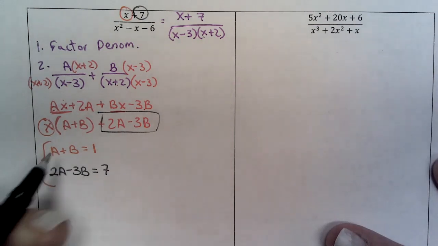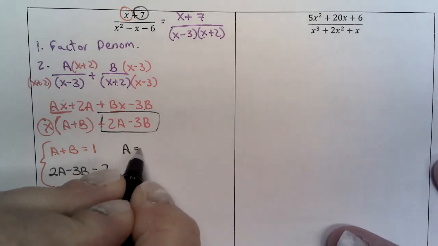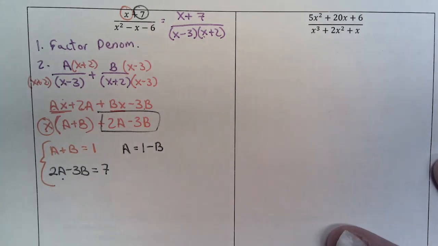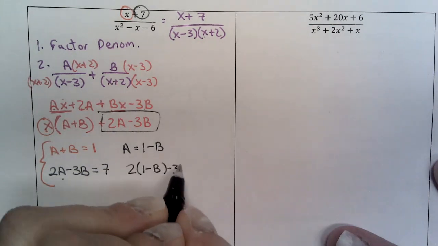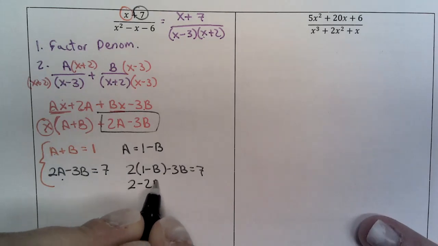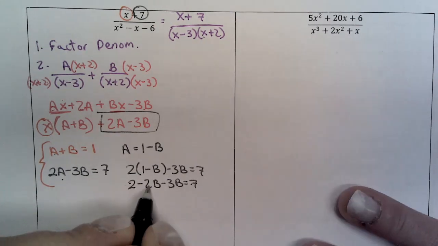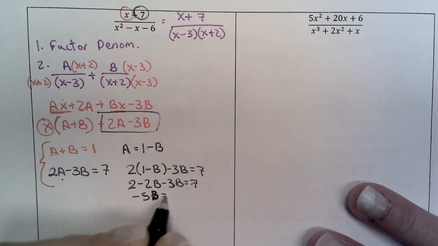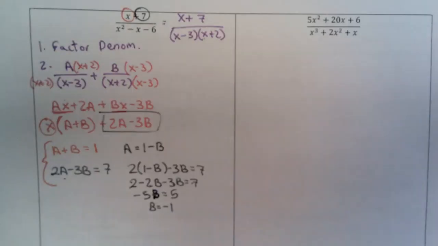So I'm going to go on ahead and solve this however I can. In this case, I can solve for a or b first. So a equals 1 minus b. And then I'm going to use substitution and plug that back in here. So now I'm going to get 2 times 1 minus b minus 3b equals 7. So now I'm going to get 2 minus 2b minus 3b equals 7. Subtract 2 from both sides and combine my like terms, and I get negative 5, not x, negative 5b equals 5. So b equals negative 1.